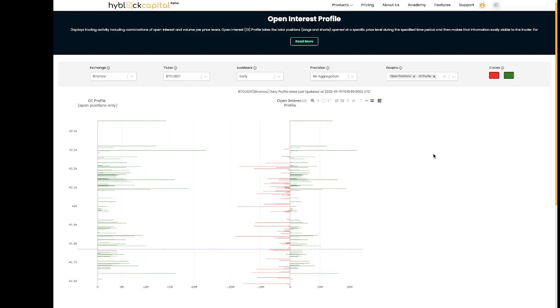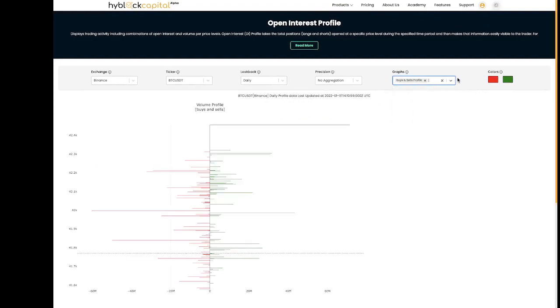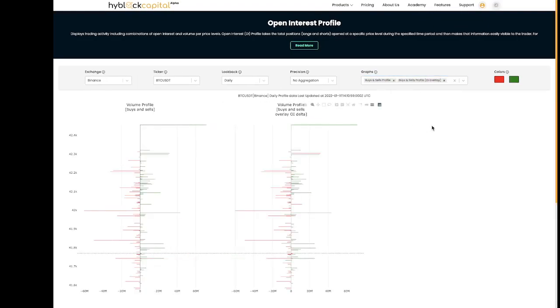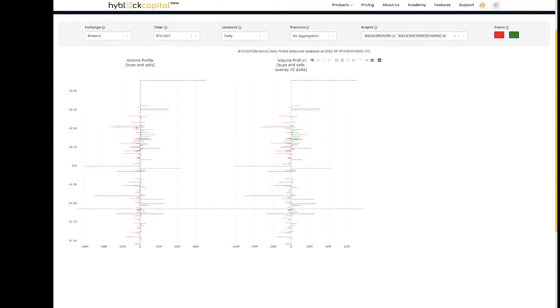You can view different profiles we have available in the drop down above. This includes buys and sells profiles and volume profiles. So we can take a look at the buys and sells next. The buys and sells profile is similar to the volume profile, but displays the market buys and market sells separately. So you have the market buys on the right and the market sells on the left.